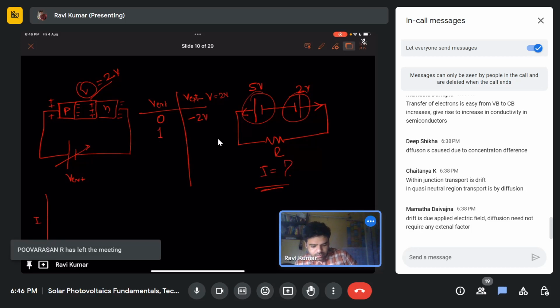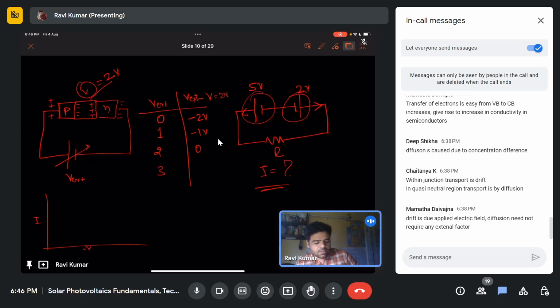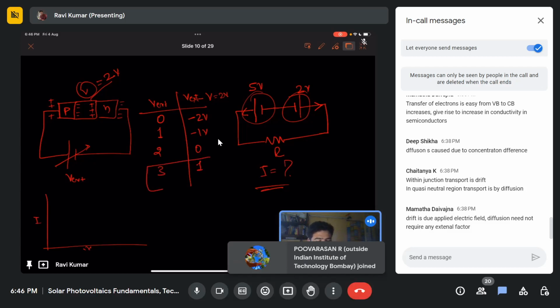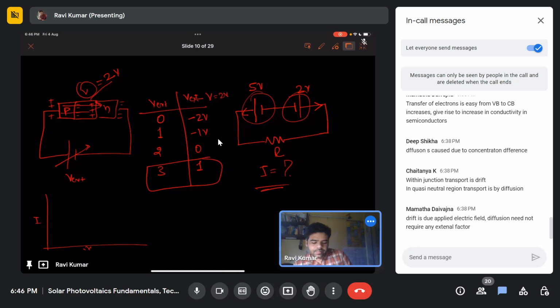I'll just apply 1 volt. It will be minus 1 volt. I'll apply 2 volt. It will be 0. So I'll apply 3 volt. It will be 1. So in this case, after overcoming this barrier, the charge carrier will start flowing.